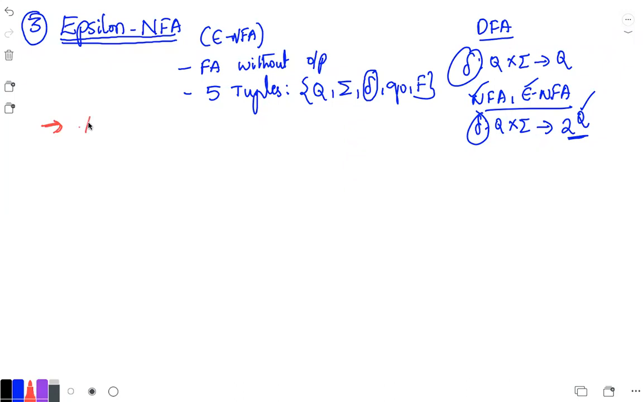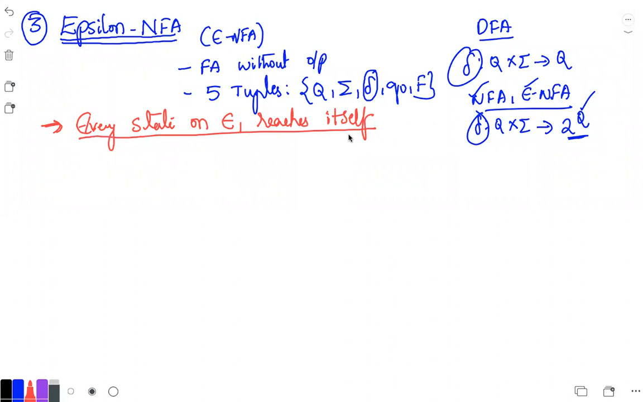That is, every state on the input epsilon reaches itself. In Epsilon-NFA, it's not the case with the DFA and normal NFA.